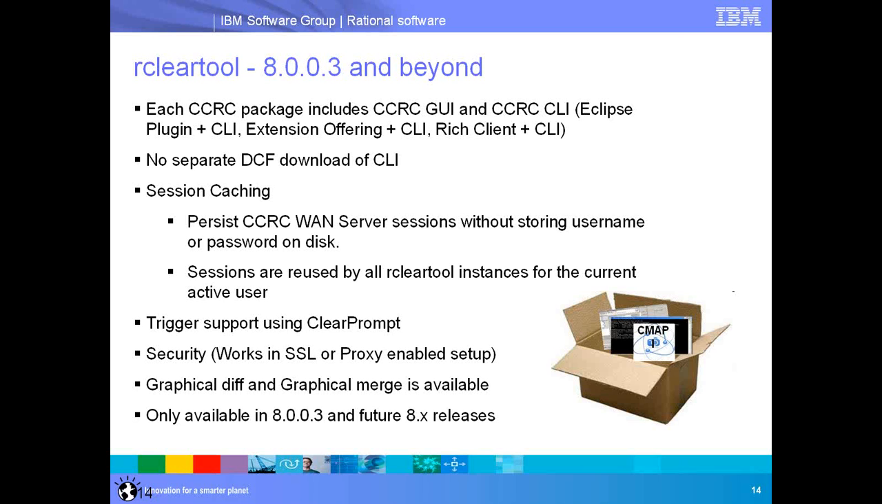So we are on slide 14. In this, we discuss the RClear tool, which is the CLI for your CTE, and the details which I will be mentioning are available from FixPack 3 of 8.0. Earlier, while installing CCRC, you had to separately install the CLI binary from the IBM website, but in 8.0.3 onwards, you will get it bundled along with the CTE or the CCRC installations that you do. So there is no separate installation needed.